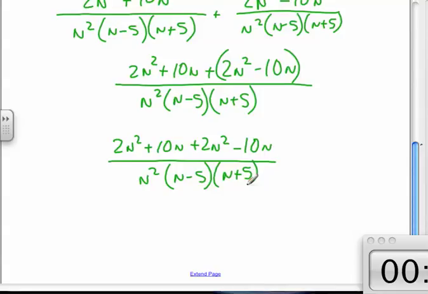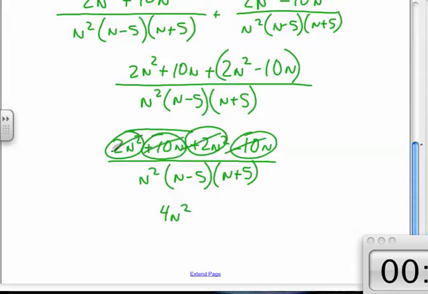Okay, getting closer. You're doing a lot of writing. I'm going to combine, Kyle, the n squareds, and I'm going to get 4n squared, and I'm going to combine the 10n and the negative 10n, and that just cancels out. All over n squared times n minus 5 times n plus 5.